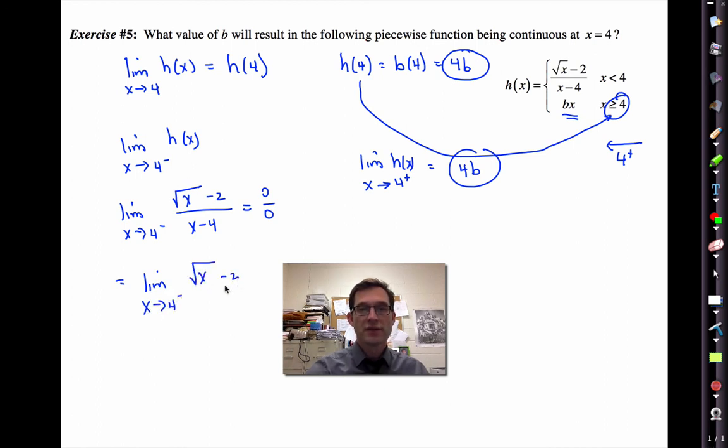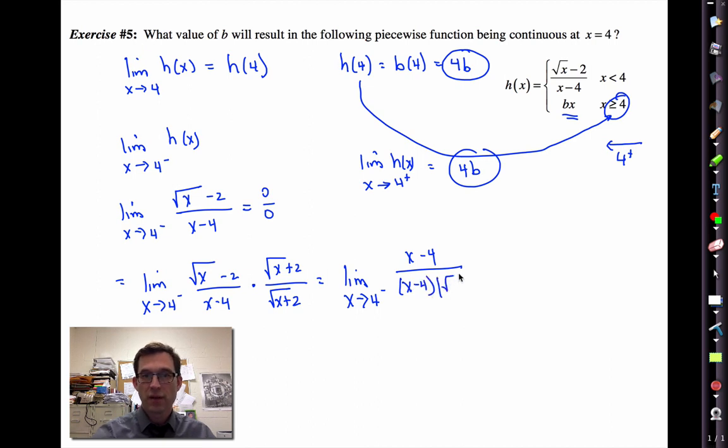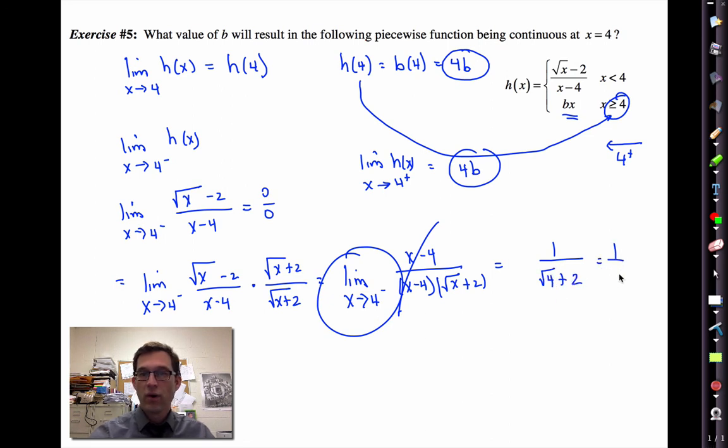So we'd get root x minus 2 divided by x minus 4, and I'll multiply by root x plus 2 over root x plus 2. Watch how long I keep this limit. The limit as x goes to 4 from the left is going to be x minus 4 divided by x minus 4 times, look at my parentheses use, root x plus 2. Those will cancel. I'm going to substitute now, which means I'm going to drop the word limit. We'll have 1 divided by 2 plus 2.